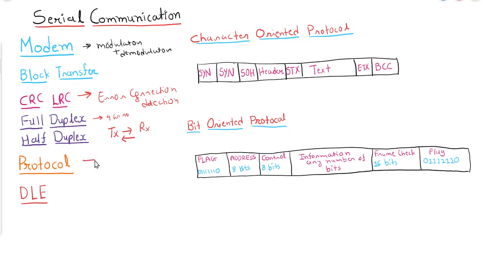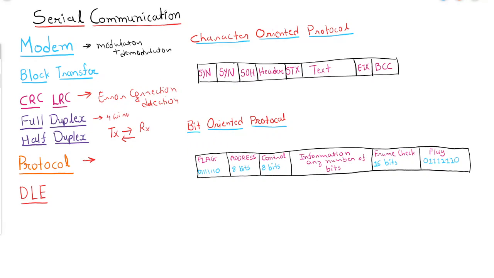Now what is a protocol? Whenever there is serial communication, to establish communication between two devices there is a set of rules. That set of rules is known as a protocol. DLE we will discuss after discussing the character oriented protocol. So what types of protocols are there in serial communication? One is the character oriented protocol, using which data will be sent, and the next is the bit oriented protocol, using which data will also be sent. Let us discuss each methodology individually.